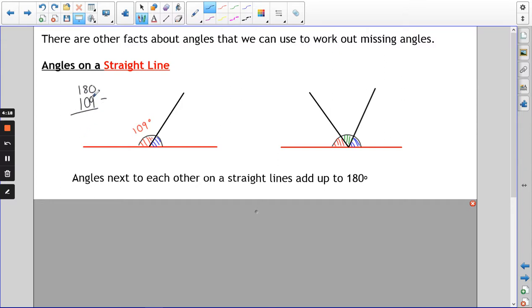Okay, so 180, take away 109. I'm going to have to borrow to do this, look, because I can't do 0 take away 9. 10 take away 9 is 1. 7 take away 0 is 7, and 1 take away 1 is nothing. So the missing angle, and we sometimes call it x, is 71 degrees. Okay, and I know that's right because 109 plus 71 makes 180.